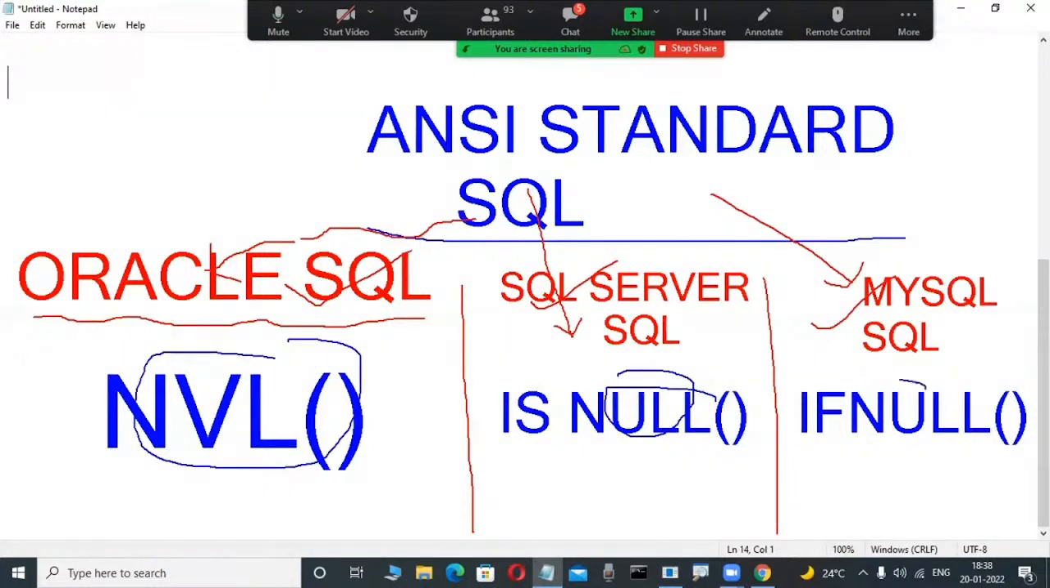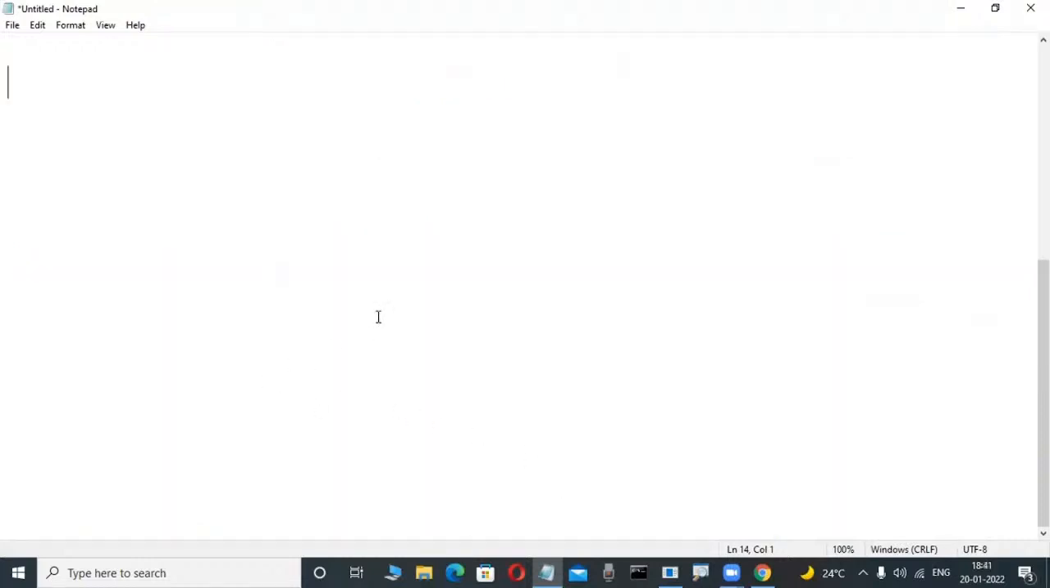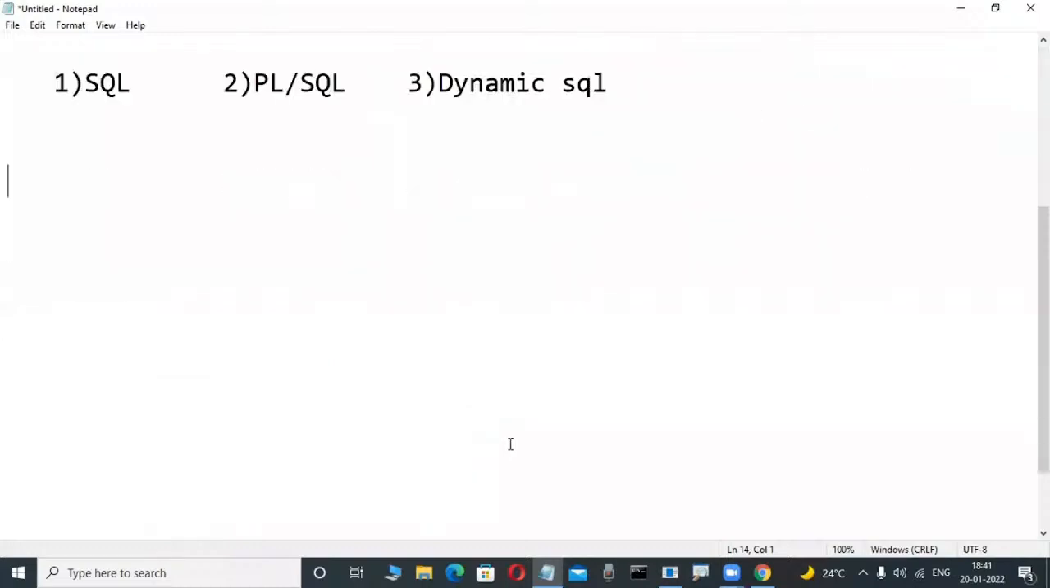And the versions are syntactically totally different. Here the create procedure syntax is different, here the create procedure syntax is different, with slight differences. Suppose MONTHS_BETWEEN is a function in Oracle SQL only. Can I use the same function in SQL Server? No, there is DATEDIFF, another function.